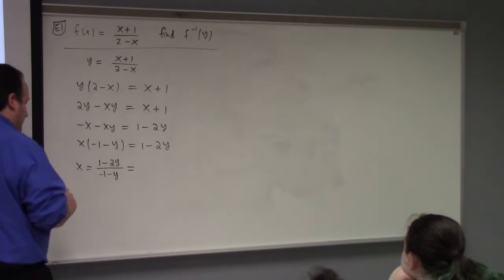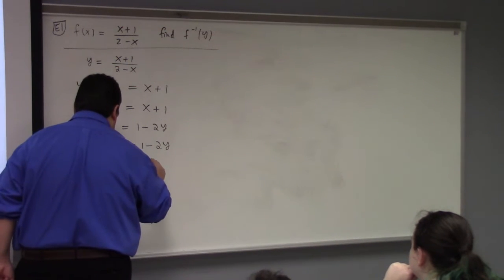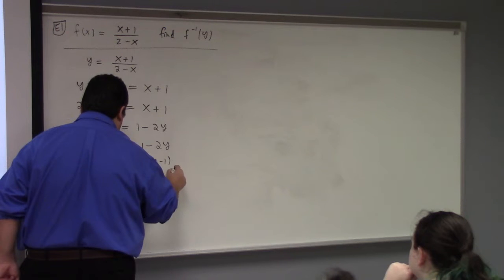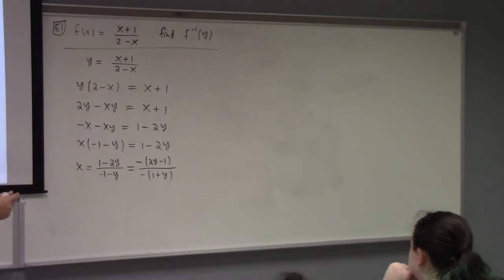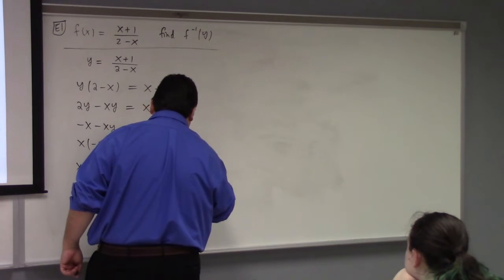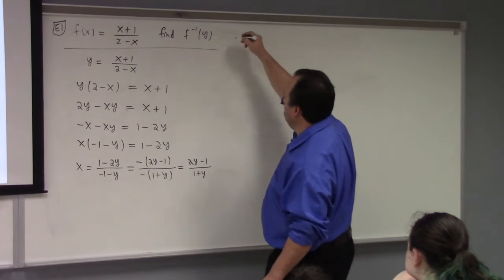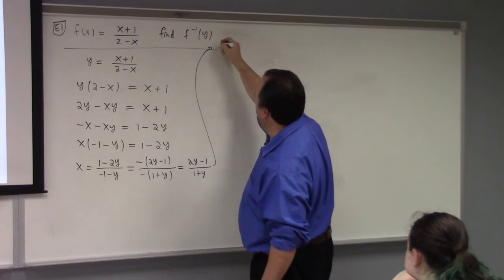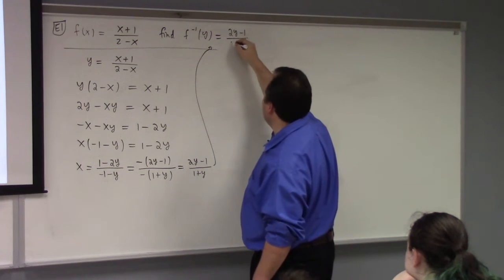I don't like that answer. Too many minuses, you know? Let's make it prettier. So what can we do? Factor a minus out of the top, like that. Factor a minus out of the bottom, like that. And you can see that the minuses cancel, right? And they leave us with what? 2y minus 1 over 1 plus y. So there you go. f inverse of y is equal to 2y minus 1 over 1 plus y.